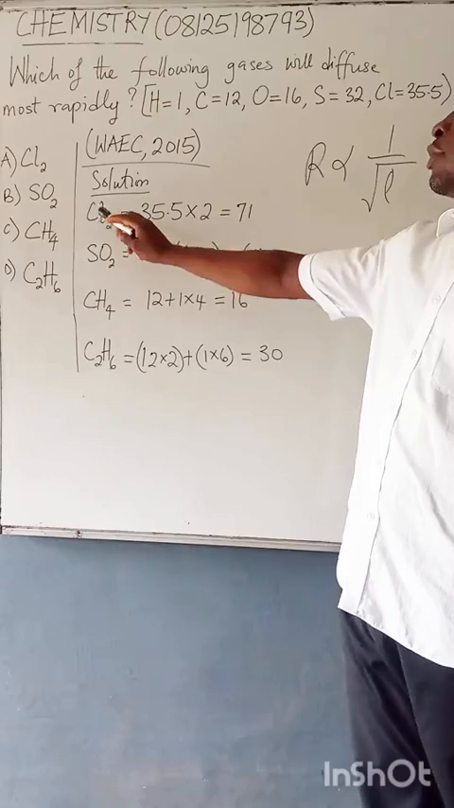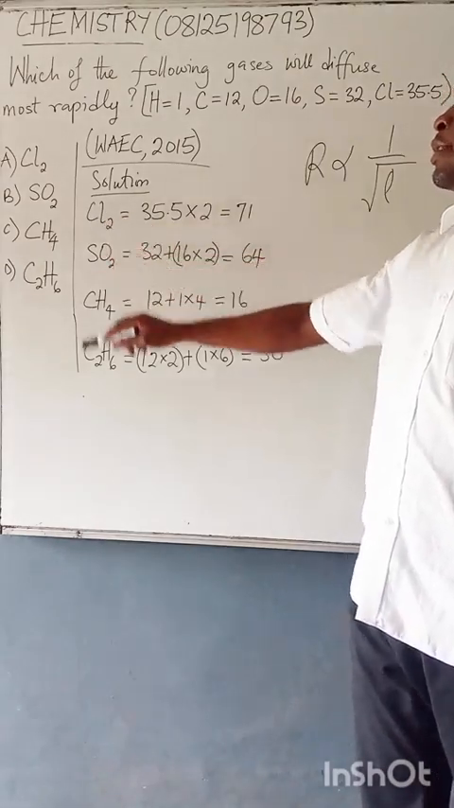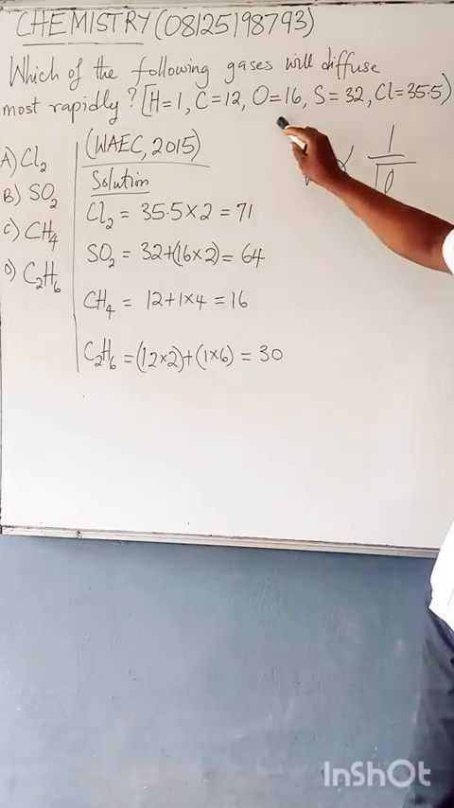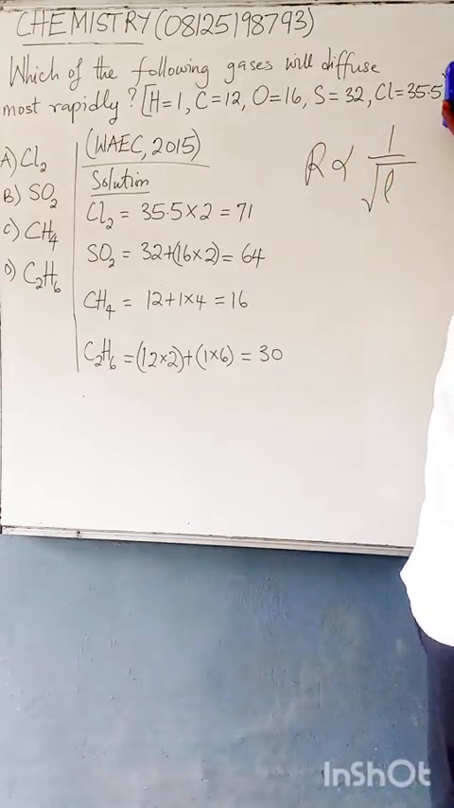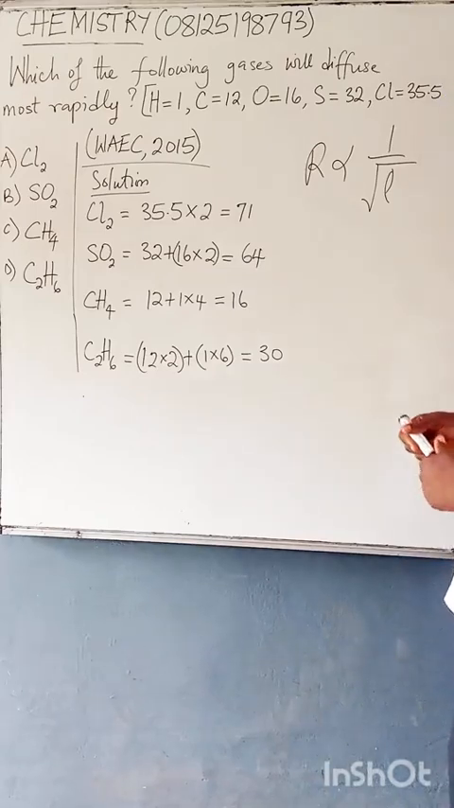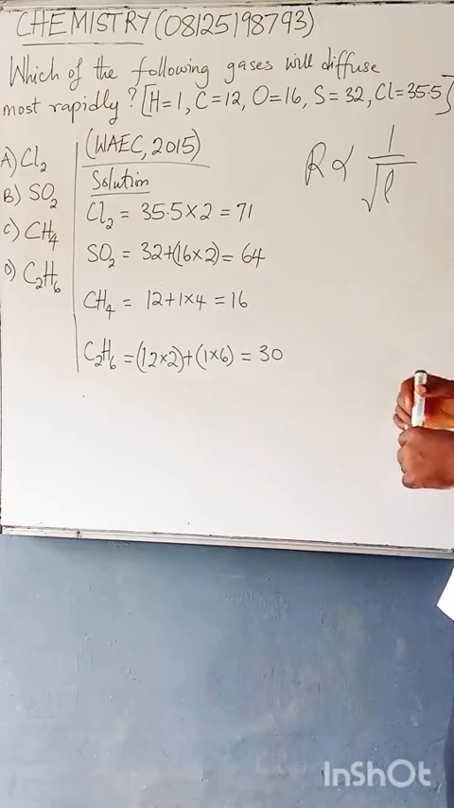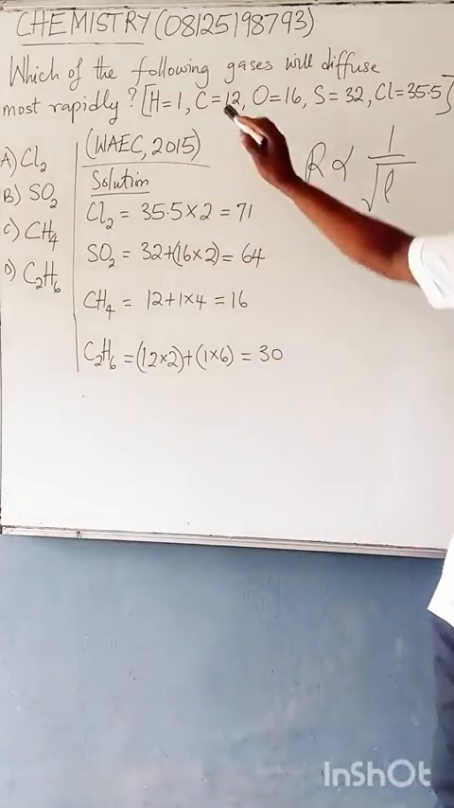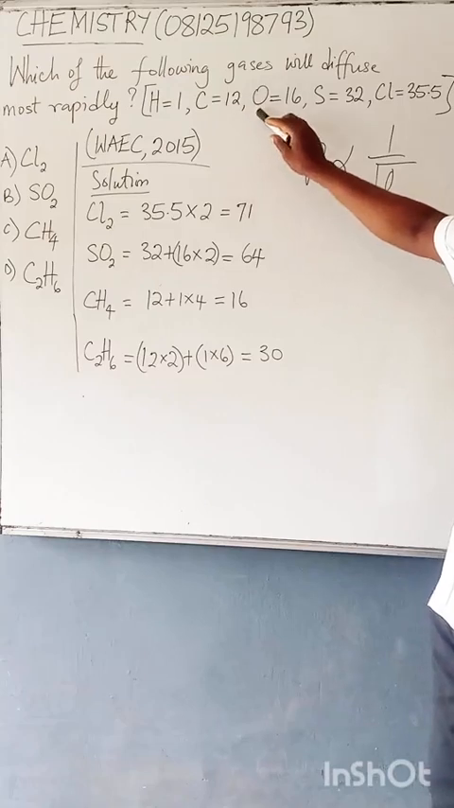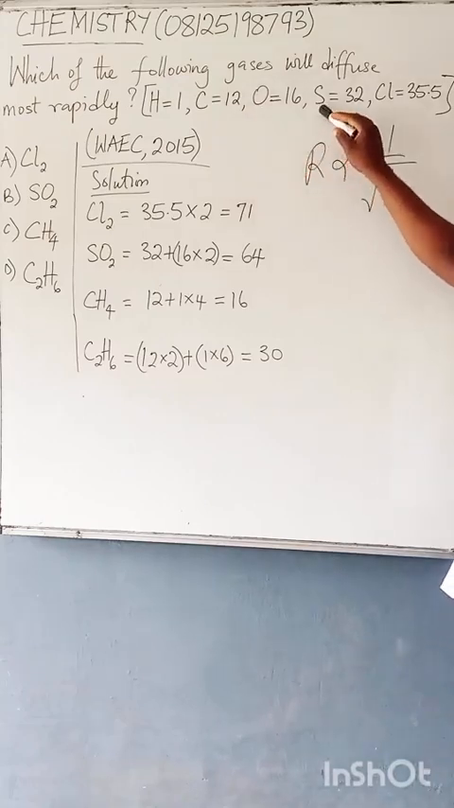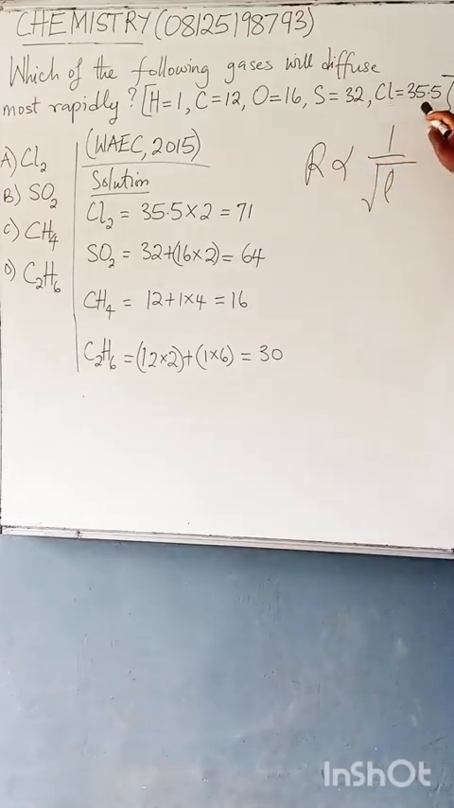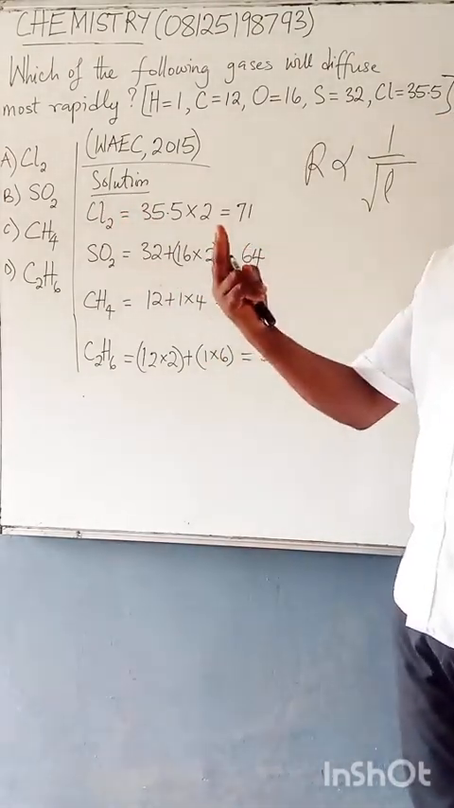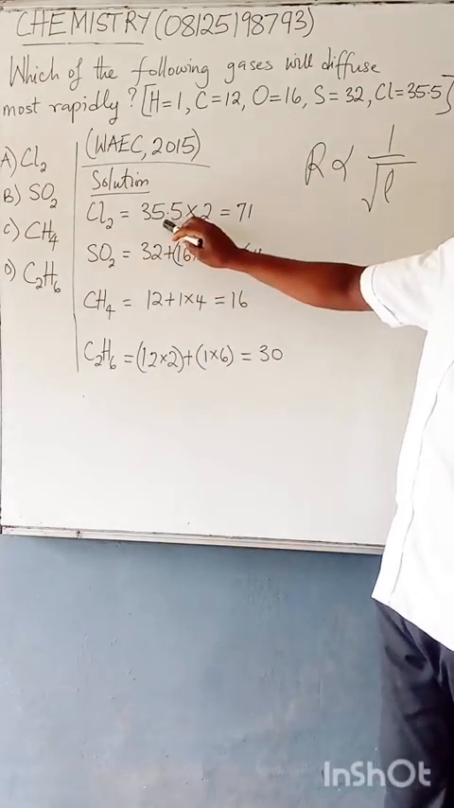Now let's solve. Cl2, that's 2 atoms of chlorine making up this gas, a diatomic gas. We are given information. Do you know what they gave us? They gave us the relative atomic mass of each element. Hydrogen, 1, that's the relative atomic mass. Carbon, 12. Oxygen, 16. Sulfur, 32. Chlorine, 35.5. So when we come here, chlorine, Cl2, a diatomic gas, we simply multiply 35.5 by 2.